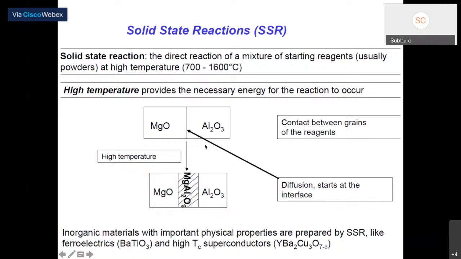If the magnesium oxide and aluminum oxide ultimately have to give you MgAl2O4, you need to worry about the crystallographic orientation of magnesium oxide, and also understand the orientation of aluminum oxide. One of these two has to change its orientation so that you form the product. If the product takes the crystallographic arrangement of aluminum oxide, then magnesium oxide has to undergo some change.